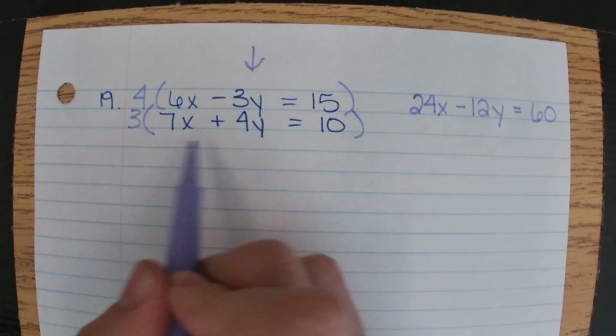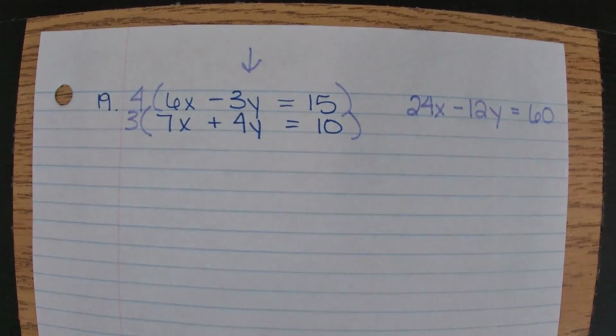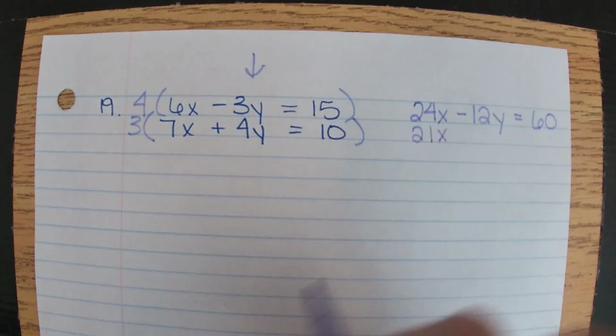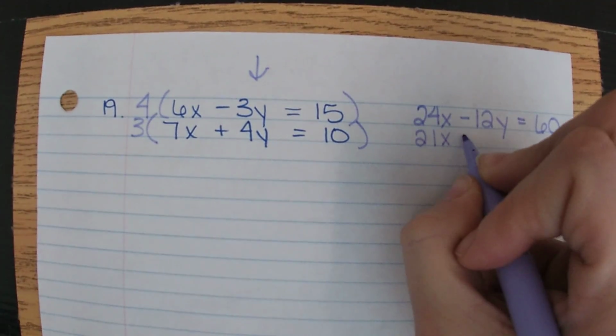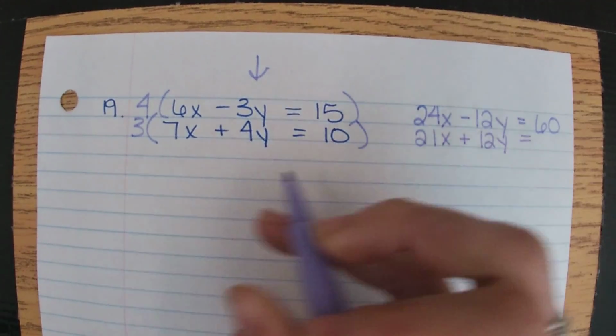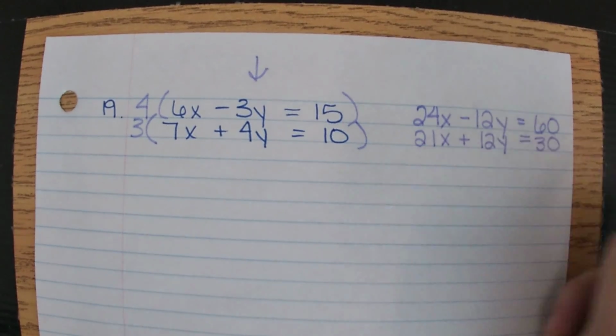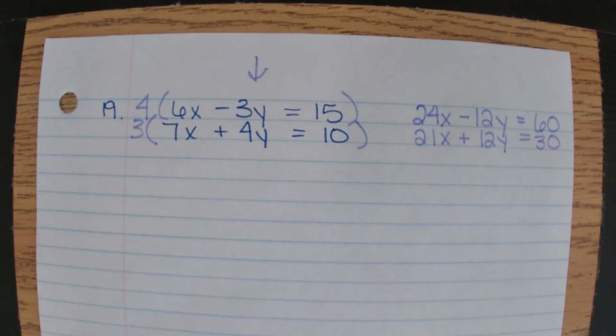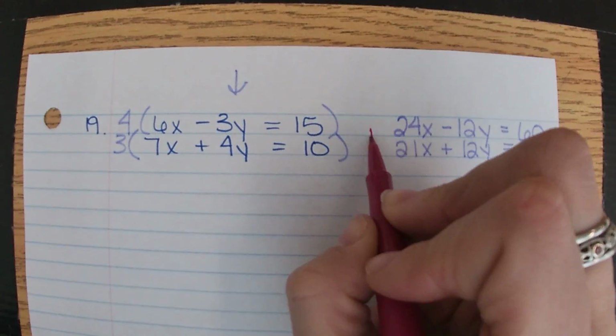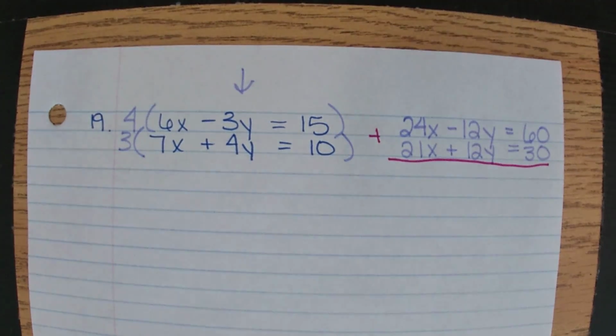I'm also going to have to multiply through on the bottom. So 3 times 7 is a 21x. 3 times 4 is a positive 12y. And 3 times 10 is 30. Now, once I'm here, as long as I did everything correctly, I should be good to go with just adding these up. Oh, I'm going to get some bigger numbers here.